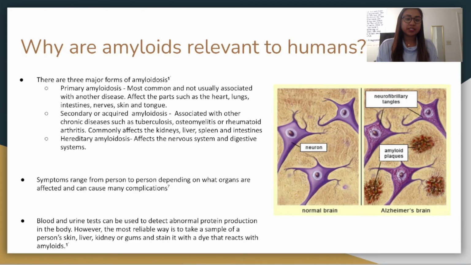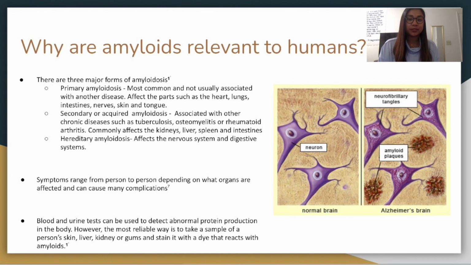After doing this project, we found that there were a lot of diseases that were associated with amyloid production in the human body. There are three major forms of amyloidosis. Primary amyloidosis is the most common and is not usually associated with another disease. It affects parts such as the heart, lungs, intestines, nerves, skin, and tongue.